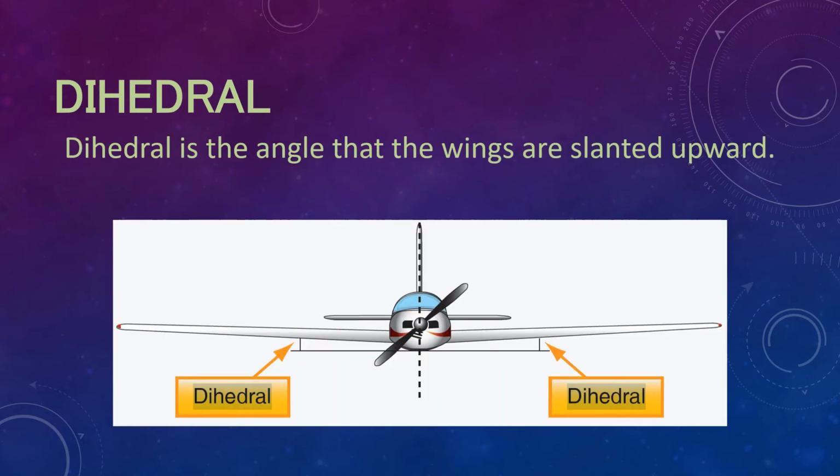If you look at almost any airplane, you'll see that the wings do not come straight out from the airplane. Instead, they're angled slightly upward. This angle is called dihedral. We'll look in more detail at the importance of dihedral in other videos. But for now, just know that dihedral is the angle that the wings are slanted upward, and it helps with aircraft stability.